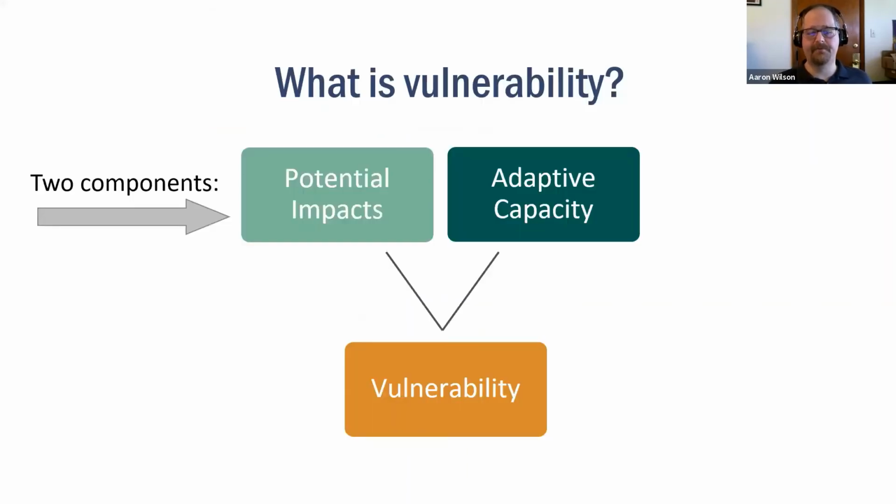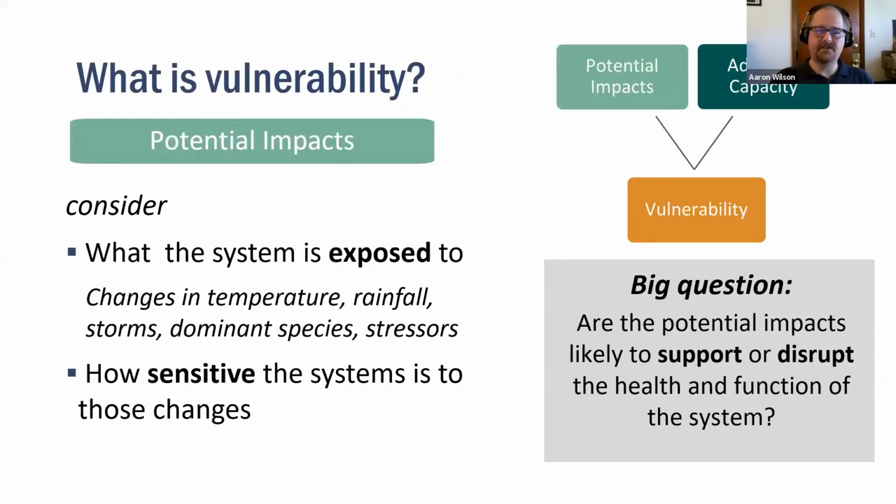There are 2 components to vulnerability. One is the potential impacts, and the other is the adaptive capacity. You can identify vulnerabilities, but we have to ask the question about adaptive capacity, and we'll go into these in a moment. These are the definitions we've used in this assessment, and a lot of other frameworks use similar definitions. It's useful in thinking about vulnerability and what major factors contribute to it, which is what we're doing throughout this course. The potential impact of climate change can be thought of as a combination of 2 things. What is the system exposed to?